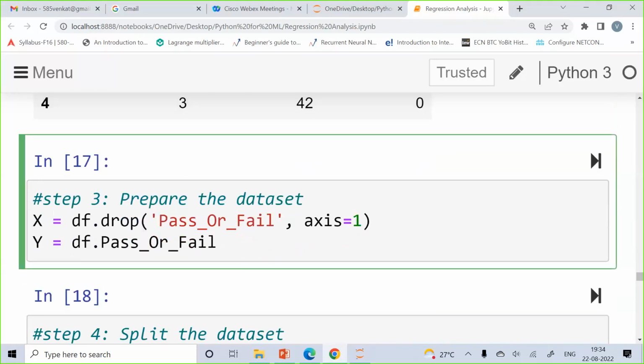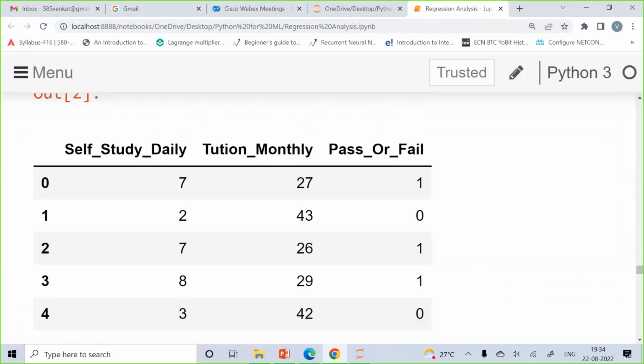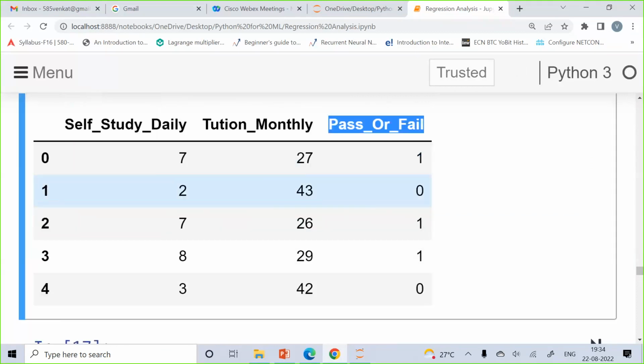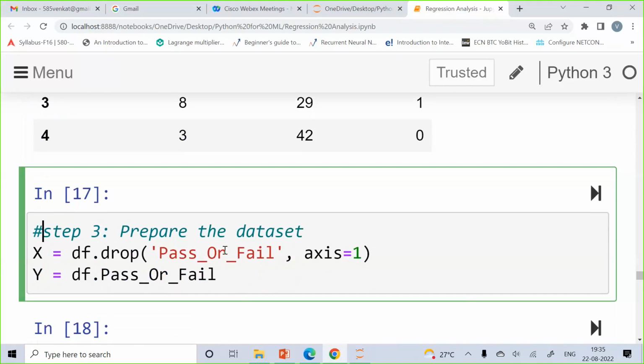Prepare the data set. There are 3 columns. If I drop the last column, I'll get X, all the feature vectors. So I'm just dropping the pass or fail column, and I got X. Just access the pass or fail column, and I'll get Y. The third step is done, preparing the data set. What next?